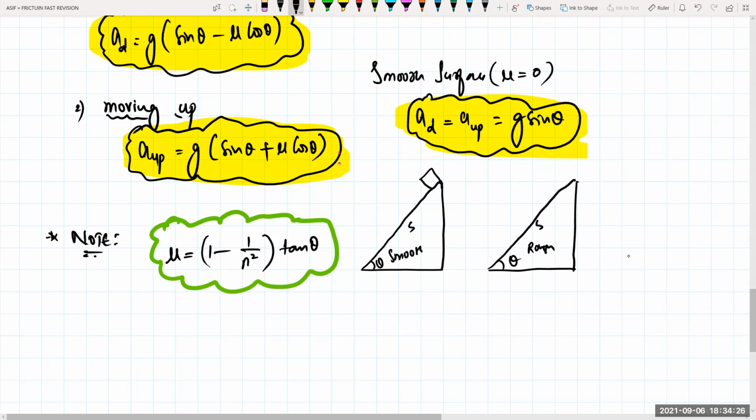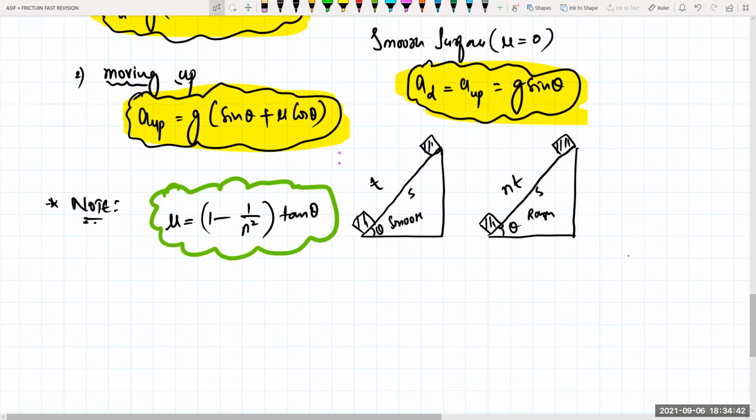The time taken by the block to come from here to here on the smooth surface is, say for example, T. On the rough surface, it is n times T. Then what will be the coefficient of friction? So, mu is equal to 1 minus 1 by n square into tan theta.